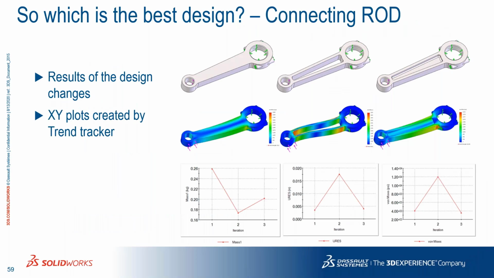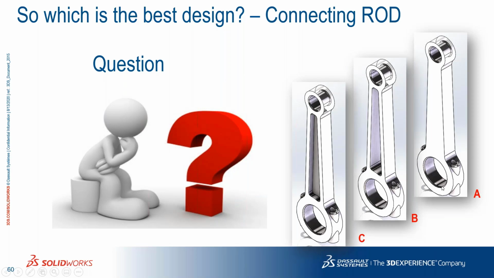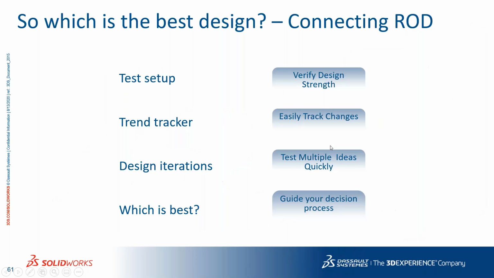So from this, I can easily understand what is my best design. I can see that the third option seems better. When you consider A, B, C, the changes you have done, the third design is the best because I have removed material, and I have maintained the factor of safety near to the earlier value without affecting it. So that is how the trend tracker analysis will help you select the best designs in your model and reduce the mass as much as possible.